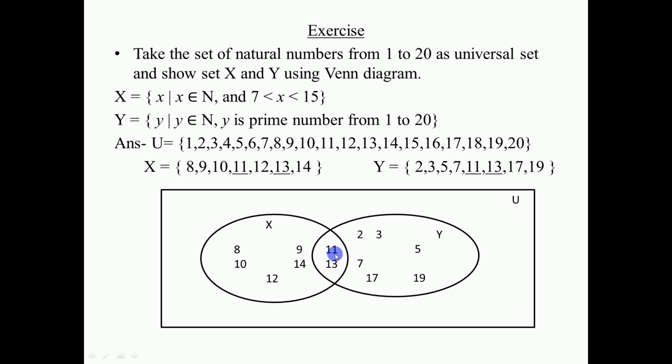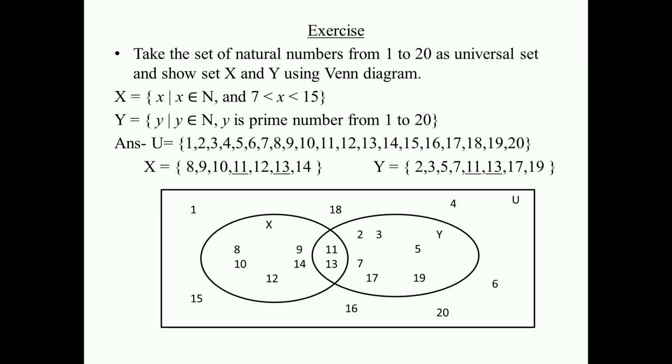Now we are done with set x and set y, but what about the universal set? There are some elements left which are not present in set x and set y. So where to write them? It is very simple. This whole region belongs to the universal set, so we can write the remaining elements here: 1, 18, 4, 6, 15, 16, 20, and that's it.